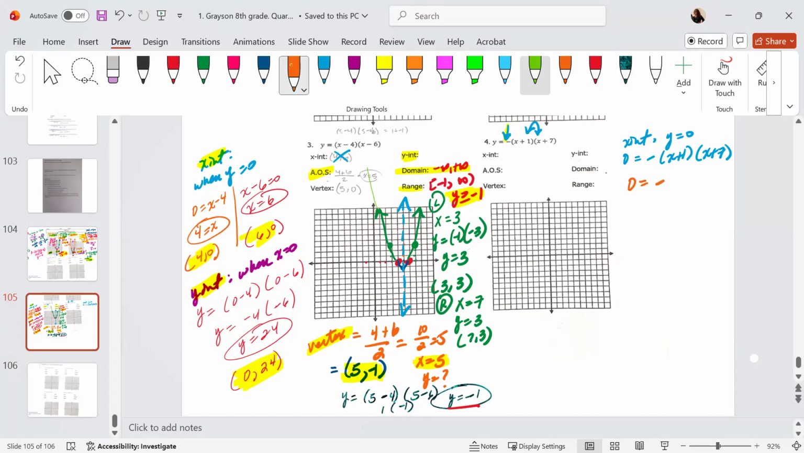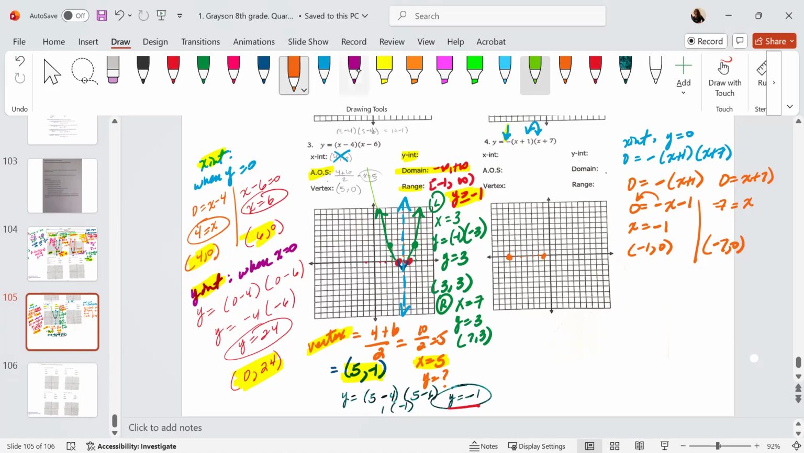so 0 equals negative x plus 1, correct? 0 equals x plus 7, okay? This negative is a negative x minus 1 equals 0, right? If I move the x over here, it's a positive x equals negative 1, right? Negative 1, 0 is your x-intercept. Do you see that? Okay, this one, x is equal to negative 7, okay? So negative 7, 0. So I have negative 1 right here, 1, 2, 3, 4, 5, 6, 7, right?